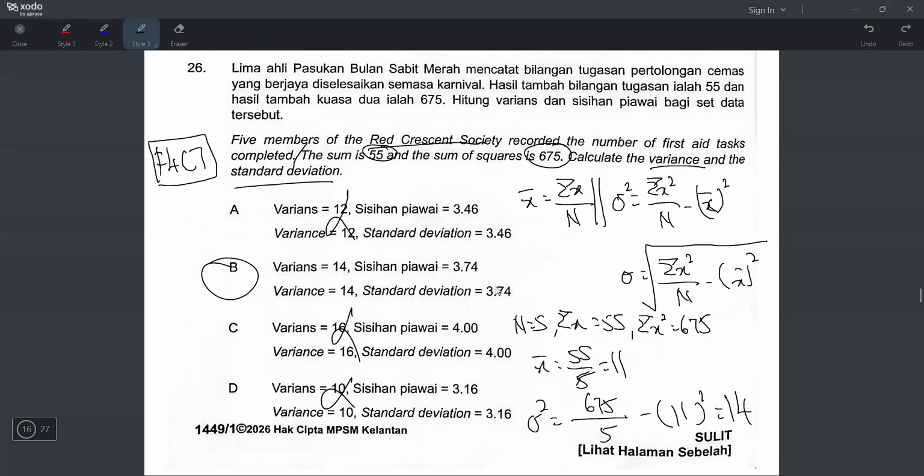Okay, for standard deviation, you don't have to do everything again. Just tekan square root 14. And I'm sure if you tekan square root 14 in your calculator, you'll get 3.74. If you want to try, you can try it yourself lah. So confirm they will give you this. So basically, to get standard deviation, you just square root the variance and you are done. Alright, that's all.